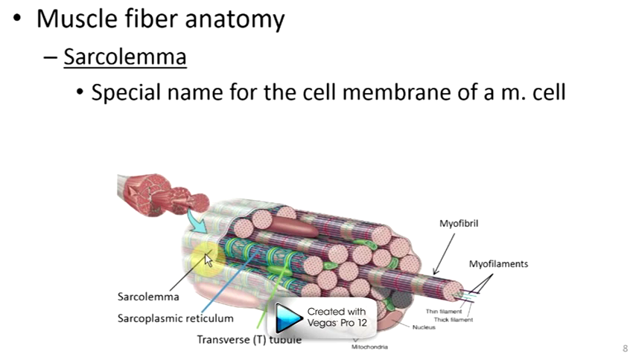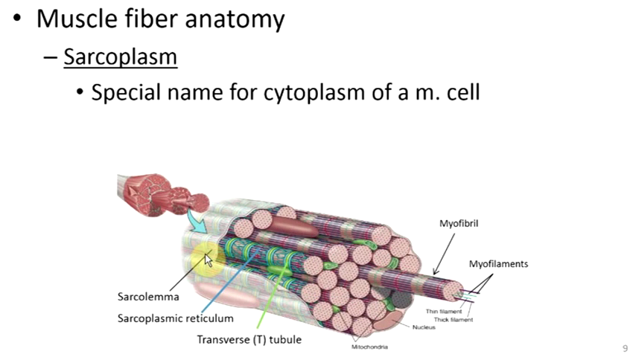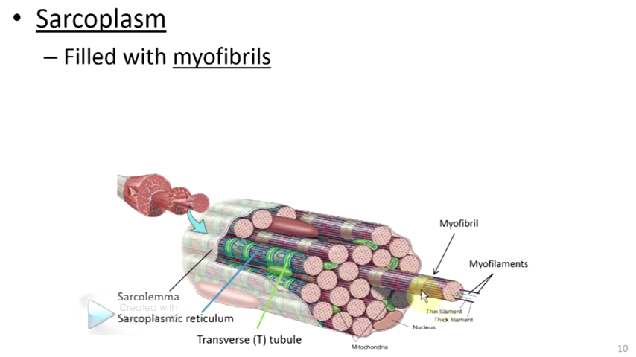You remember sarc means flesh, which is what muscle is, and lemma means covering. The sarcoplasm is another name for the cytoplasm, so the liquid portion of the cell. Inside the sarcoplasm, we have myofibrils, and that is these individual fibers here that make up the cell. So remember, we're looking at a cell right here that's been cut.